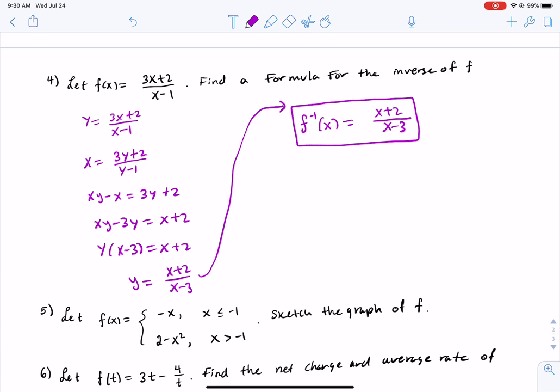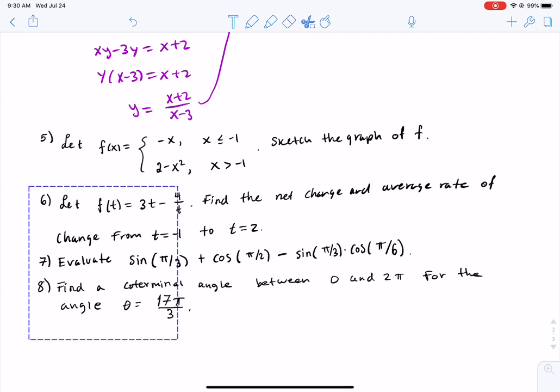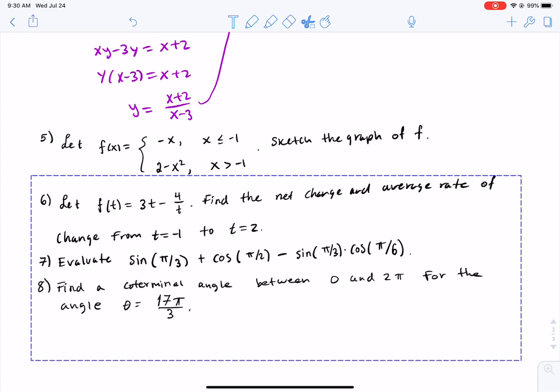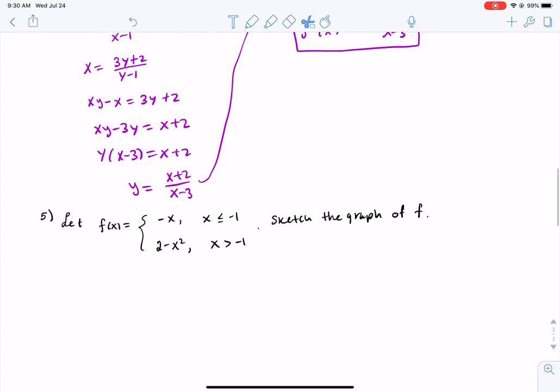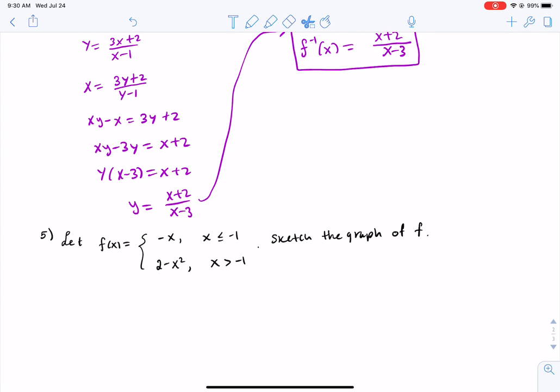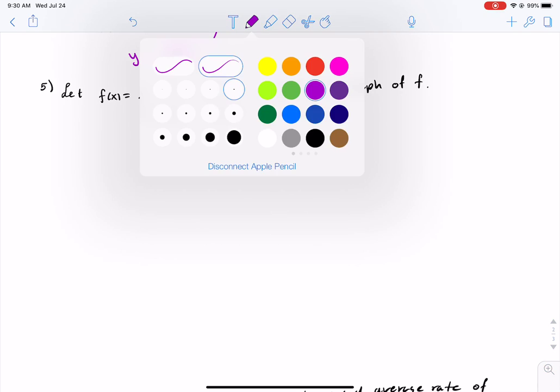So for number 5, let me see, move this out. There you go. So we are asked, defining the function f of x as a piecewise function, to sketch the graph of this function. And so I'm going to do it this way.